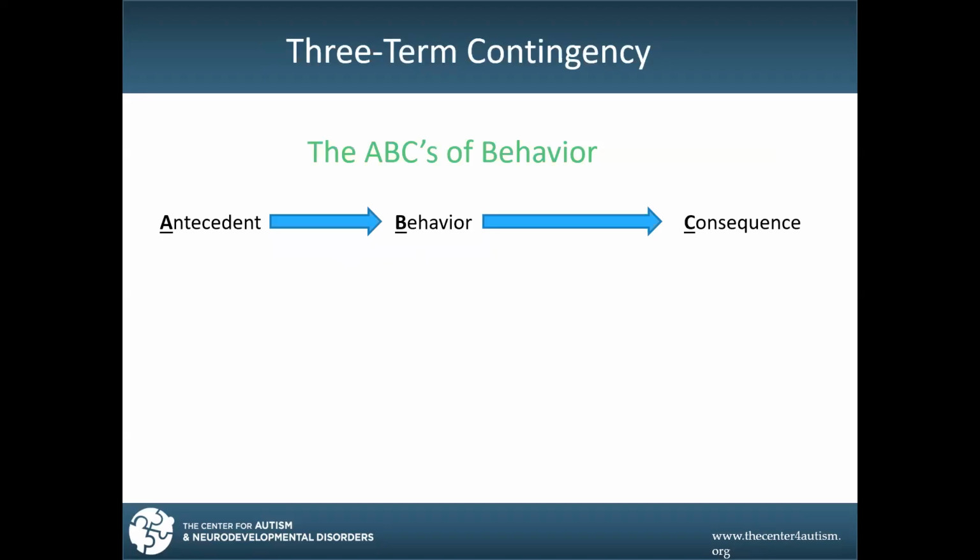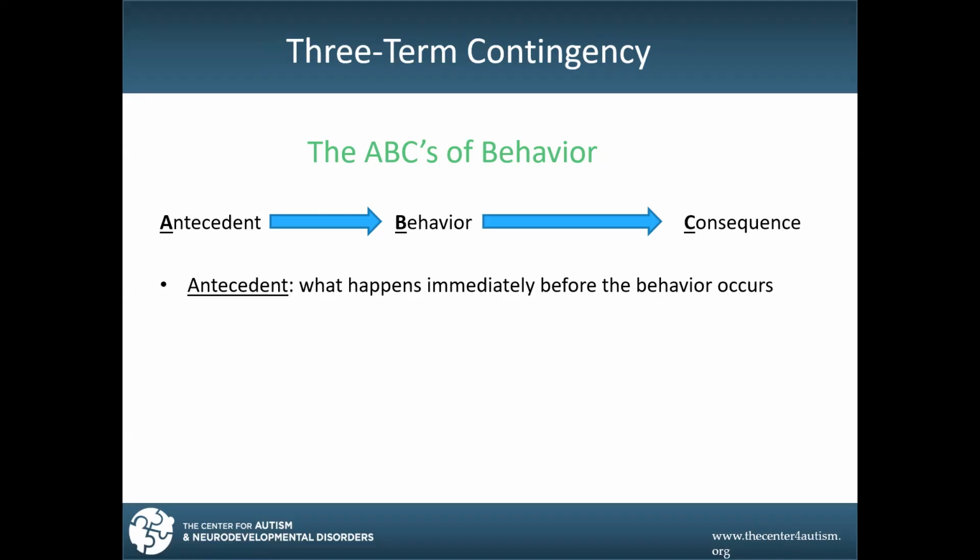In ABA, when we are analyzing a behavior, we look at the environmental factors that surround it. This analysis is called a three-term contingency, or the ABCs of behavior. First is the A, or antecedent, and by this we mean what happens immediately before a behavior occurs. For example, did you take away your child's toy? Did you instruct them to do something they may not like, such as cleaning or homework?